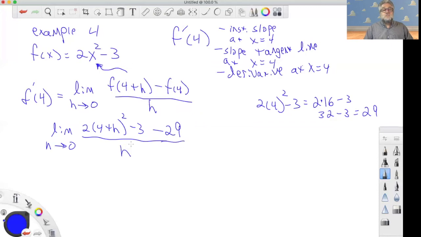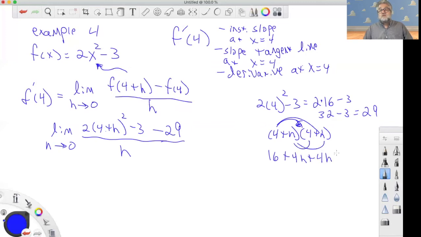All over h. Now we've got to FOIL this thing. (4 plus h) squared will be (4 plus h) times (4 plus h). So it'd be first, outside, inside, last. So I'll write it in h order: h squared plus 8h plus 16.